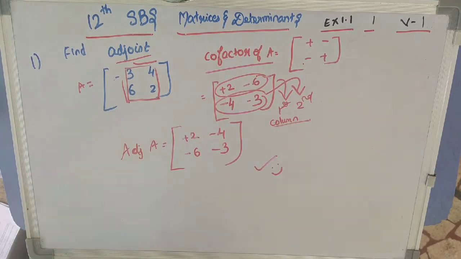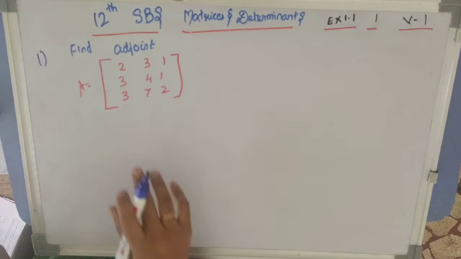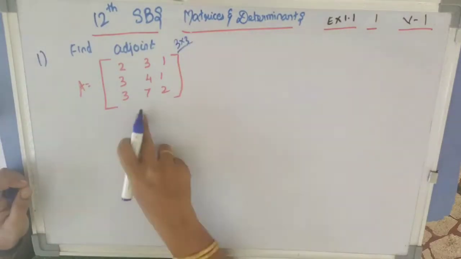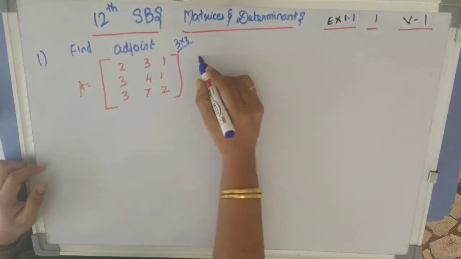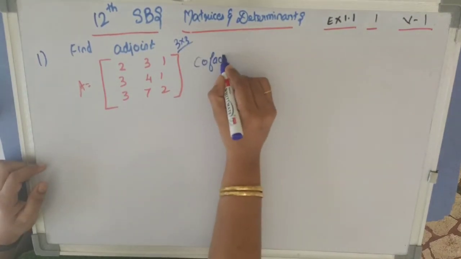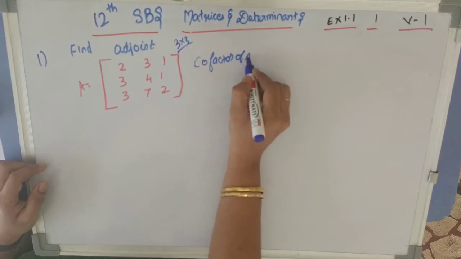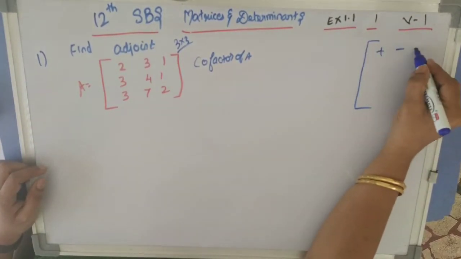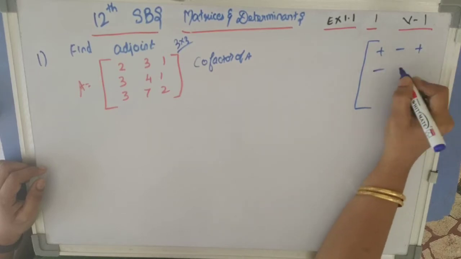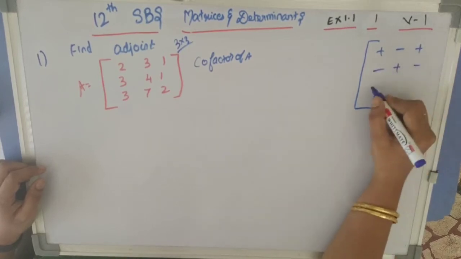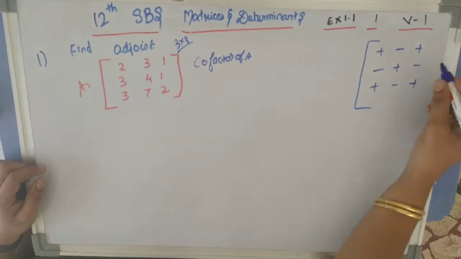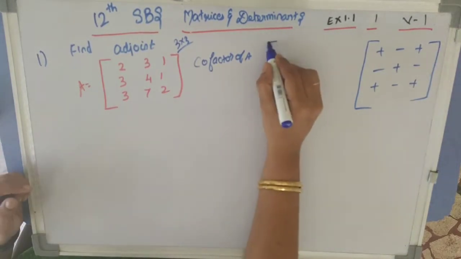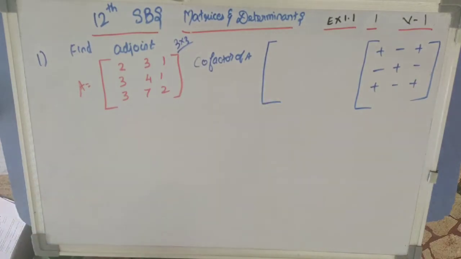Now let's go to the second problem. This is a 3 cross 3 matrix. We have already found the adjoint for a 2 cross 2 matrix. This is the adjoint for a 3 cross 3 matrix. I am going to take this as A. The sign convention for a 3 cross 3 matrix is plus minus plus, minus plus minus, plus minus plus. It starts with plus and minus comes alternately. Plus minus plus, minus plus minus, plus minus plus.